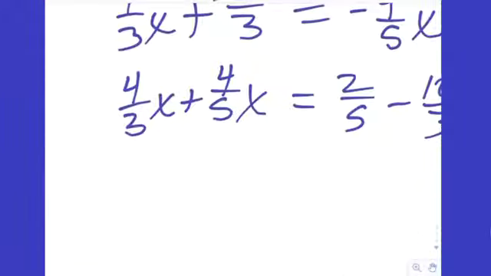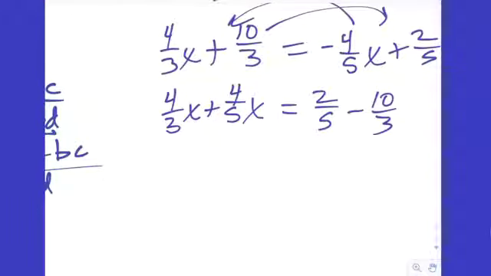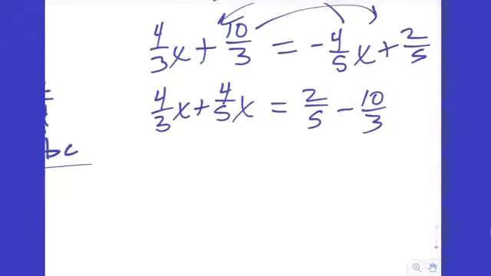So let's see what that looks like over here. You have a 4 times 5, that is 20, right? Plus 4 times 3. What's 20 plus 12? 32. So our numerator is 32, and then 3 times 5 is 15. So you get 32/15 x.